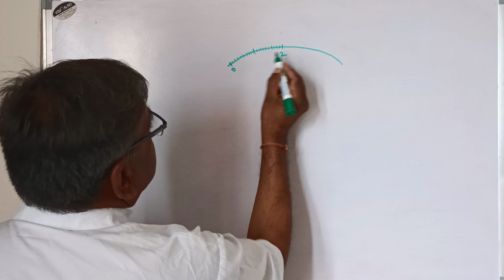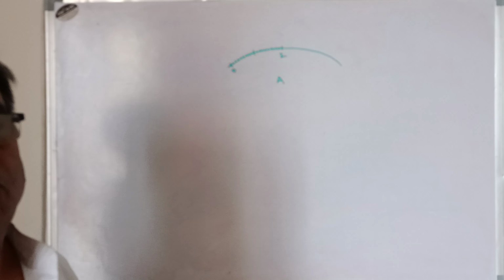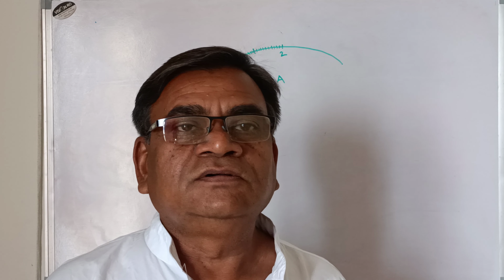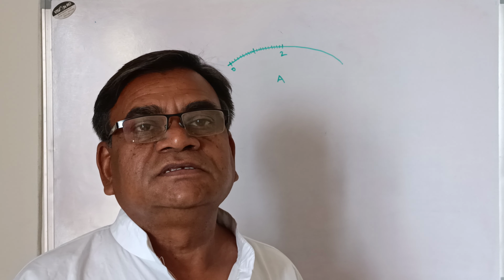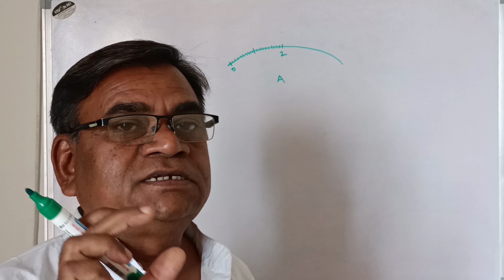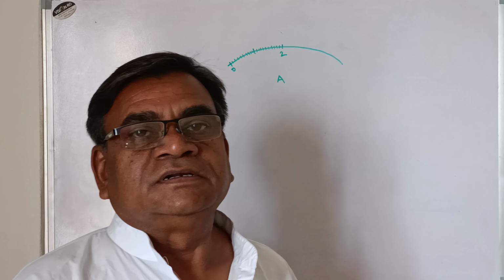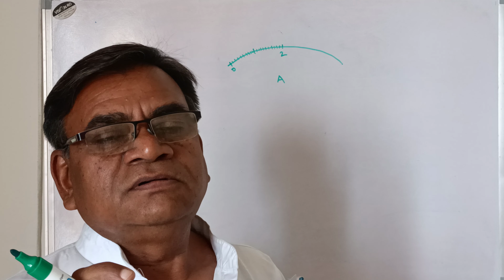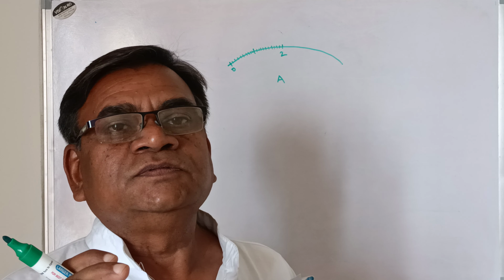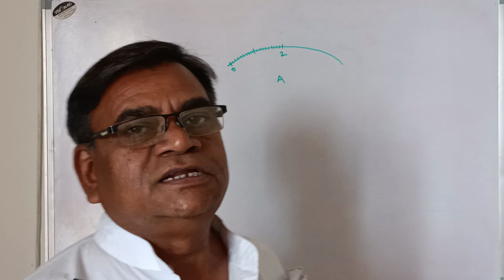So, small divisions are 20 divisions between 0 and 2. So, what is least count? Least count is the value of the smallest division, meaning one can read exactly the value of the ammeter. How much ampere it reads, it can be read exactly. That exact value, the value of the smallest division, is called least count.